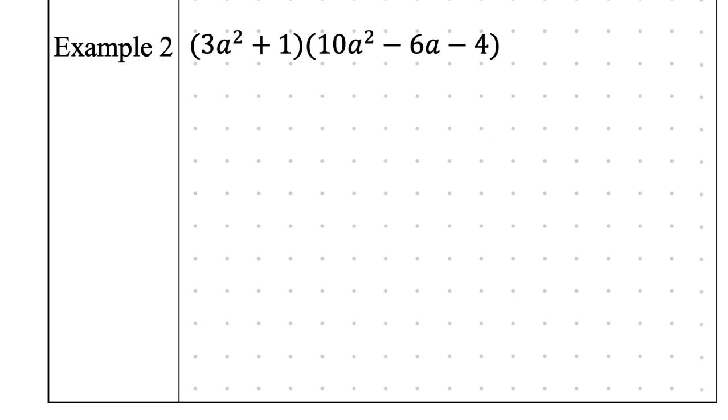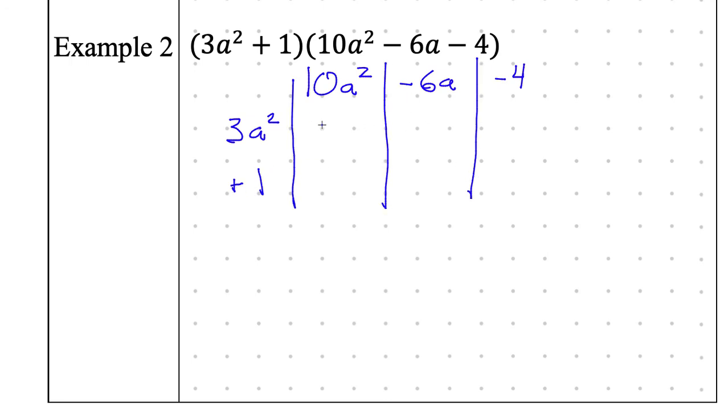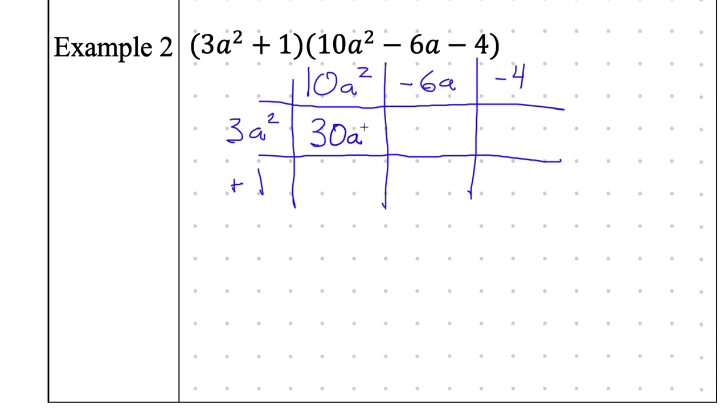So again, you're setting this one up. I'm going to choose to do 10a squared minus 6a minus 4. And then I'm going to do 3a squared on the left plus 1. And again, every single term gets its own row or its own column. When I multiply these together, I get 30a to the power of 4 minus 18a to the power of 3 minus 12a squared. And then I'm going to recopy this line down again, so 10a squared minus 6a minus 4.